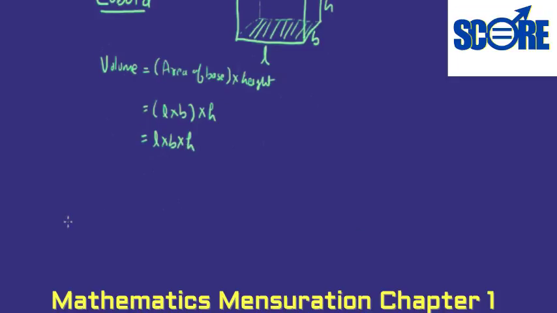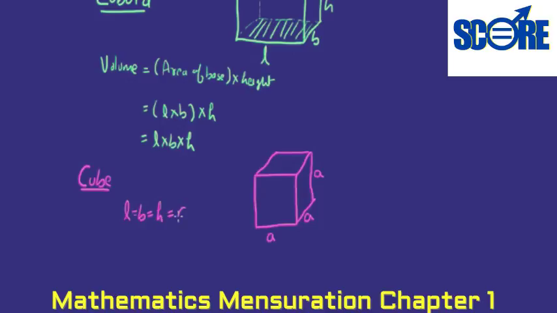Now we discuss the volume of cube. In a cube we know that all the sides are of the same length. Cube is nothing but a cuboid in which length, breadth and height are all of the same dimension. Length is also a units, breadth is also a units and height is also a units. Length equals breadth equals height, let's say it be a. The side of a cube is a.